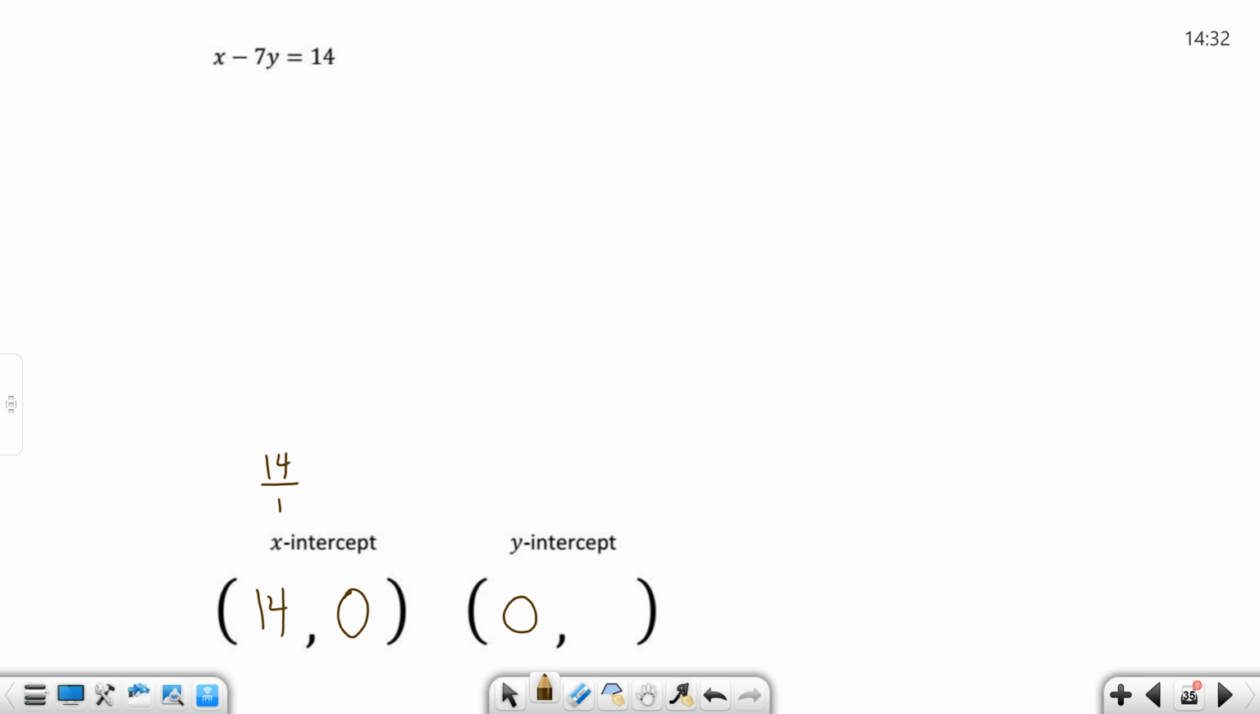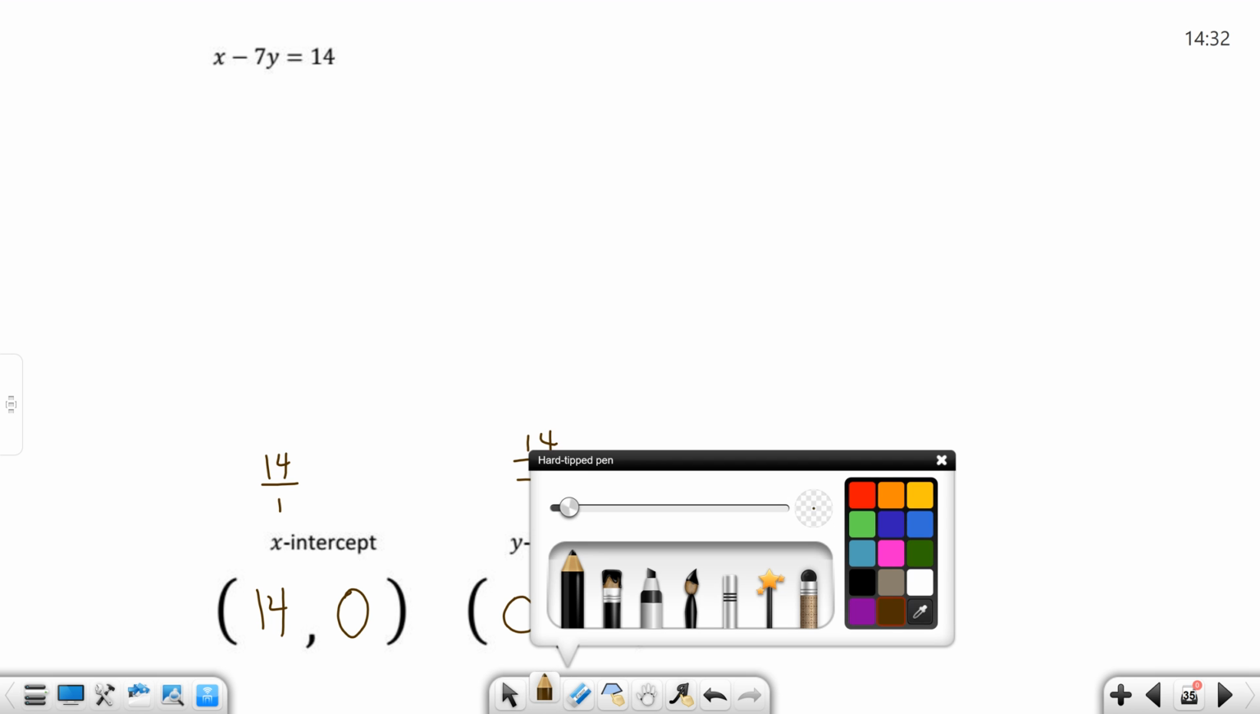The other one, if x is there, you cover the x up. You can't see my hand, so I'm just going to scribble through it and cover it up. So if negative 7y equals 14, then we're going to divide 14 by what? Negative 7 and get what? Negative 2. And that's what BJ's method is right there. Okay? So 14 over 1 is 14. 14 over negative 7 is negative 2.